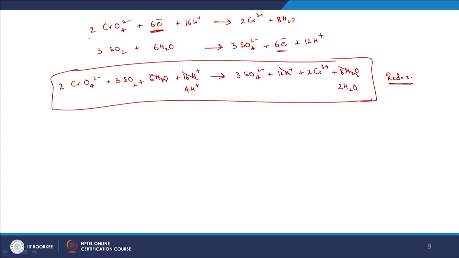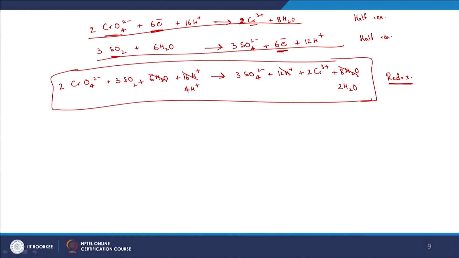Here we have the chromium being reduced and sulfur being oxidized. So these are the half reactions, and this is my overall redox reaction. Let's identify what's happening here. The sulfur is donating its electrons, and these electrons are being accepted by chromium in the form of CrO4 2 minus, which transforms into Cr3 plus.